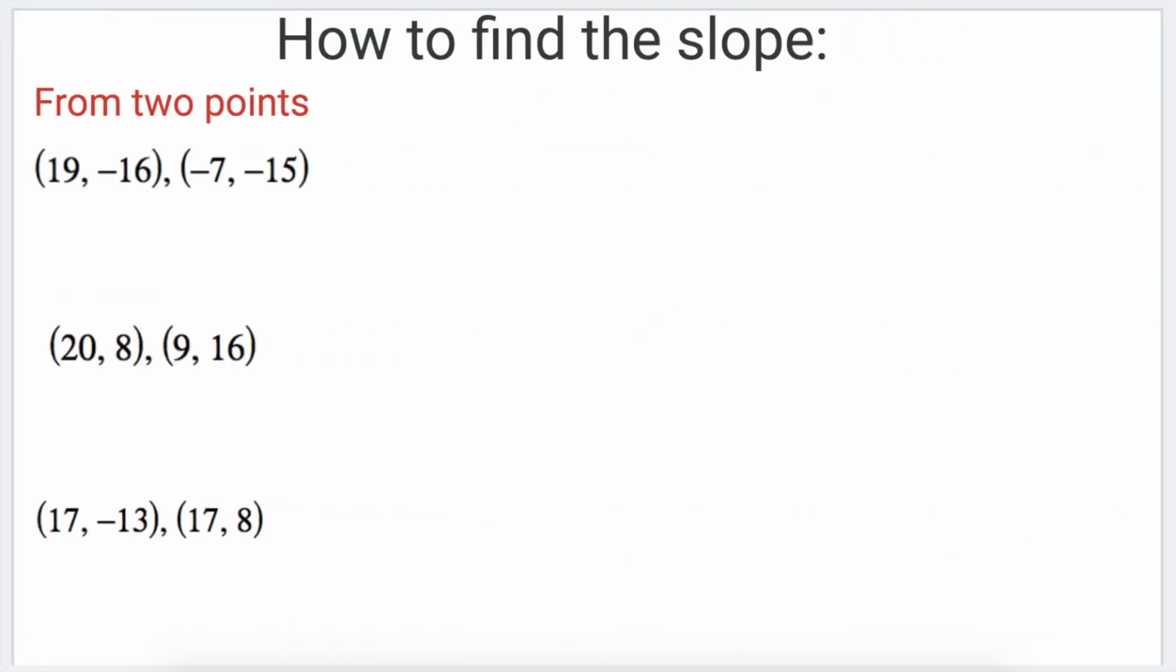Here are a couple of examples that we're going to go through involving how to find the slope from 2 points. So the first 2 points that we have here are (19, -16) and (-7, -15).